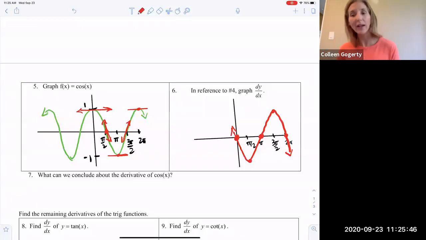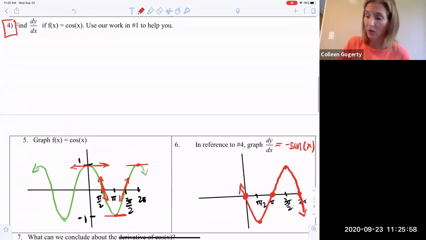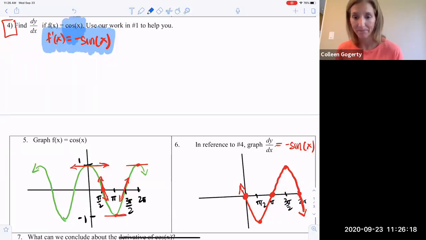What does that graph look like? Hopefully we can say negative sine of x. So here's going to be your hint. Back here at number 4, if I want to know what is the derivative of cosine, when we do all of the algebra, we should get out a negative sine of x. This should be another memorized derivative. Okay? The derivative of cosine is negative sine. All right?